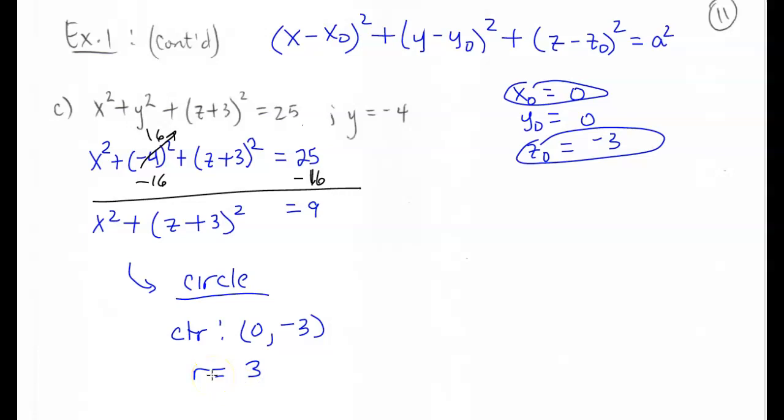Okay. So since we know that x and z can be anything, this would actually be a circle in the xz plane. So this ends up being a circle that is in the xz plane that is centered about the point 0, negative 3, and its radius is also 3.